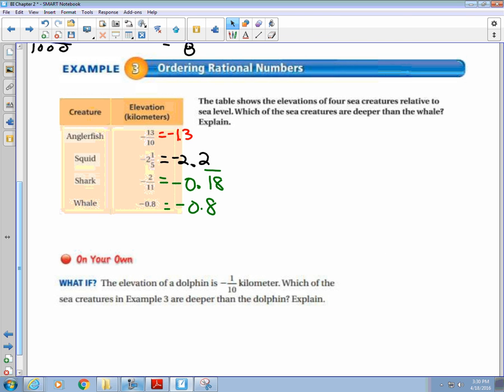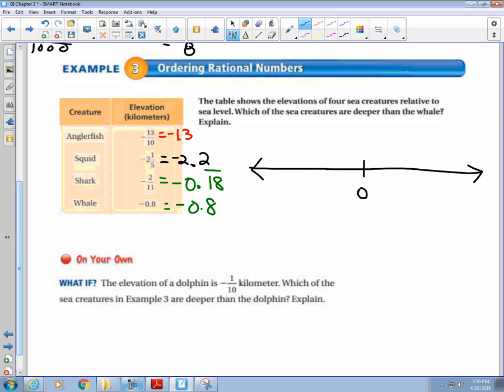So in order to compare these, we need to make a number line so that we can put these numbers on it and see which one is least, which one is greatest, and where the other two are in between. So let's take a look at what our number line should look like.